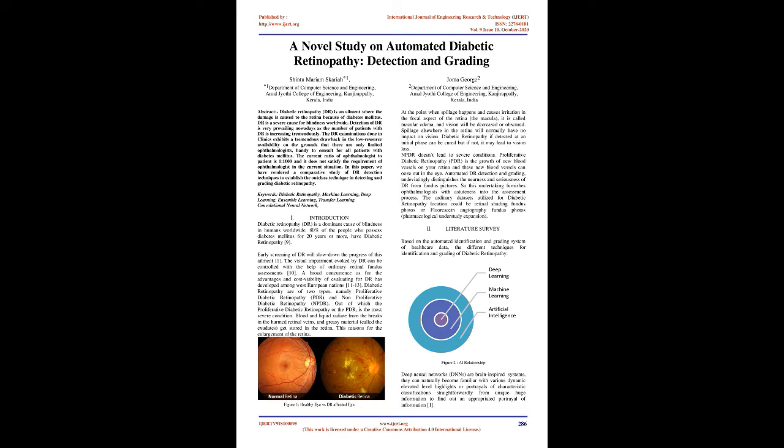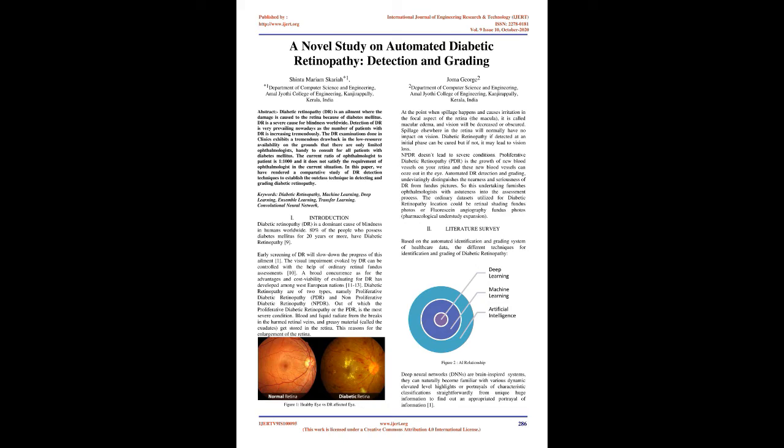A broad concurrence as regards the advantages and cost viability of screening for DR has developed among West European nations. Diabetic retinopathy is of two types, namely proliferative diabetic retinopathy, PDR, and non-proliferative diabetic retinopathy, NPDR, out of which proliferative diabetic retinopathy, or PDR, is the most severe condition.